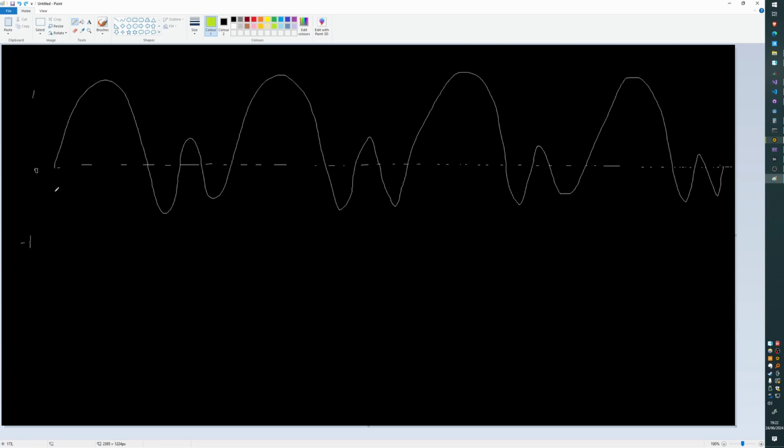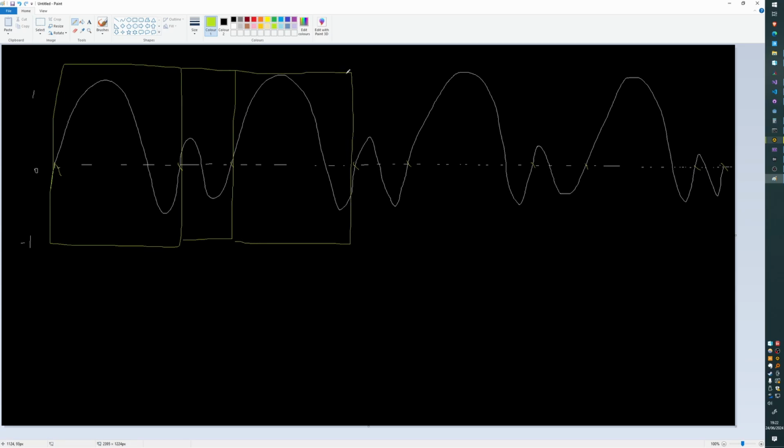And what you do is you find all of the zero crossings, first of all. So here's our zero crossings. And we make a note of all of these. These are our wave cycles that we're going to be working with. So make note of all these wave cycles.